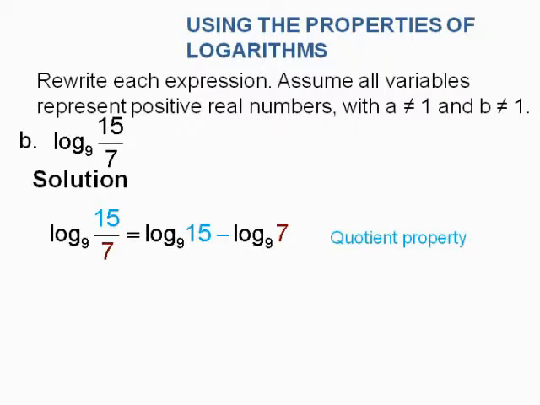For this one, log base 9 of 15 over 7, we're going to need log rule 2. We're just going to take the division. Whenever you see a log of anything that's divided, rewrite it as subtraction. There's your quotient rule.